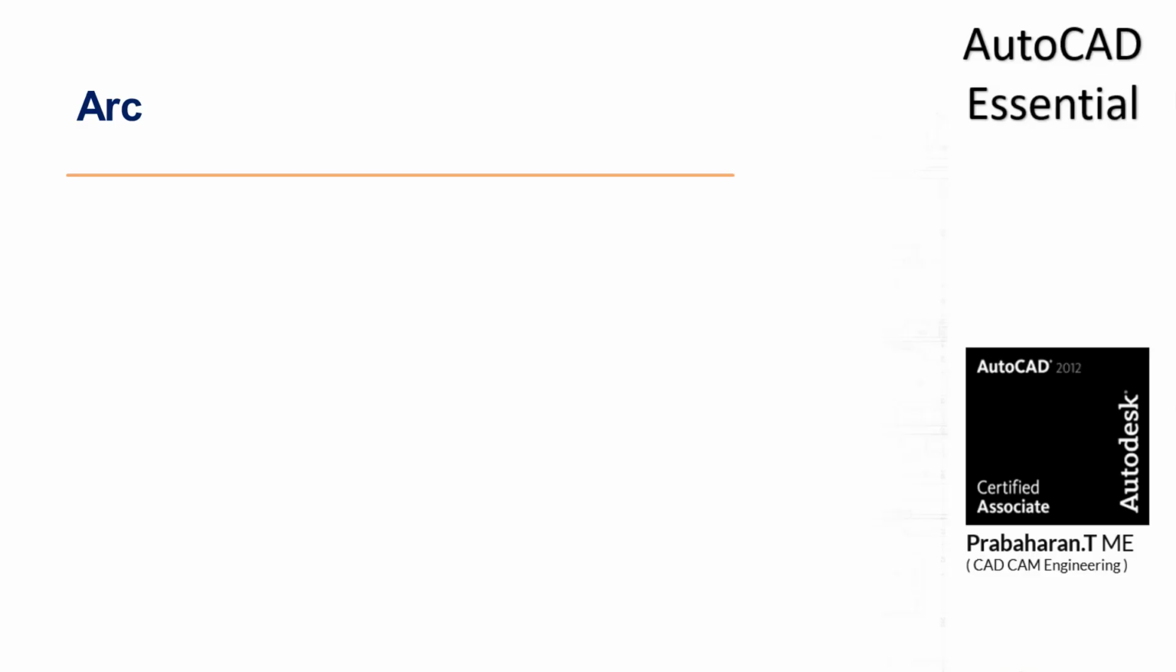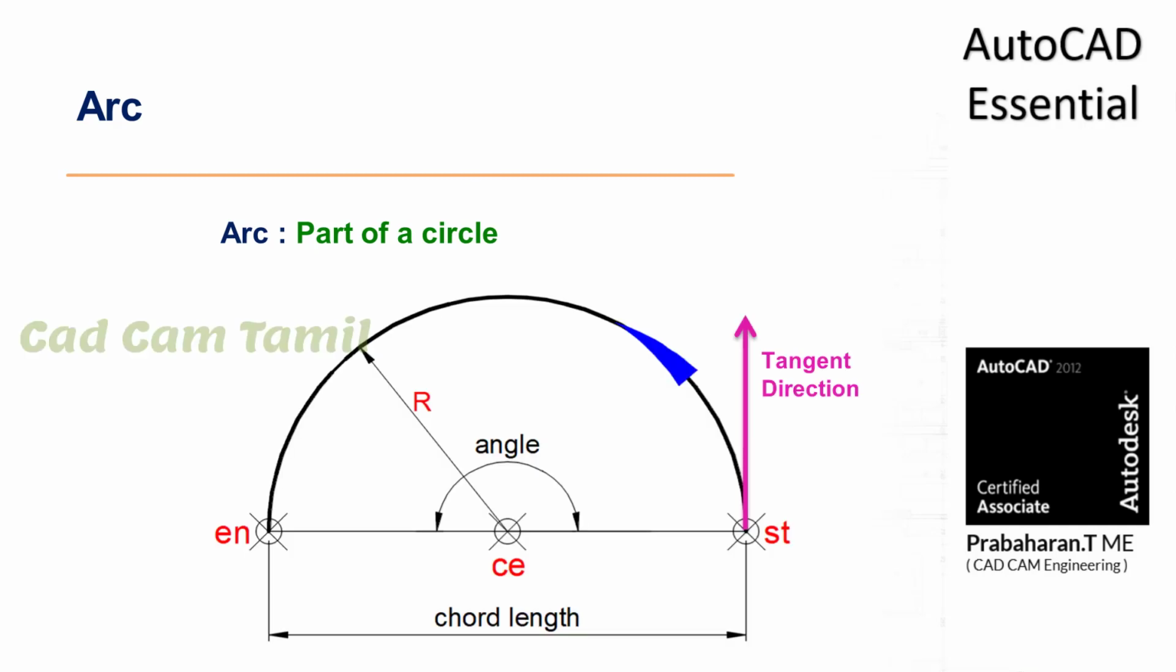Okay, what is an arc? An arc is nothing but a part of a circle. The difference between a circle and an arc is that a circle has 360 degrees, while an arc will not have 360 degrees. That is why it is called a part of a circle. The basic configuration of the arc: generally, we should understand one thing. An arc is always created in the anti-clockwise direction, that means the positive direction.